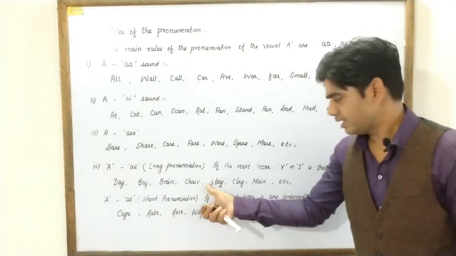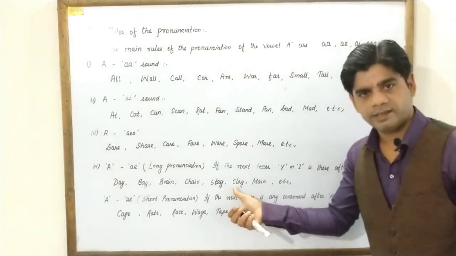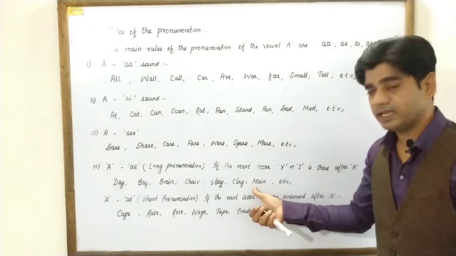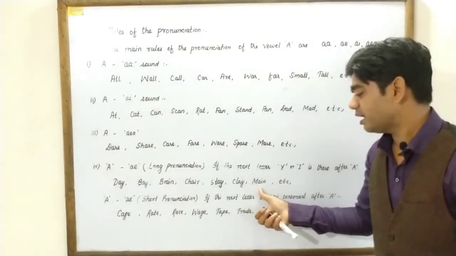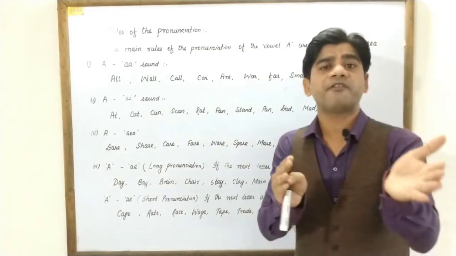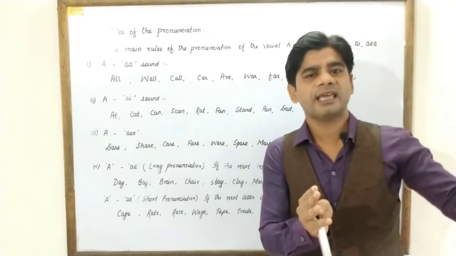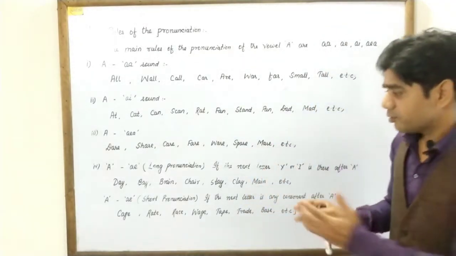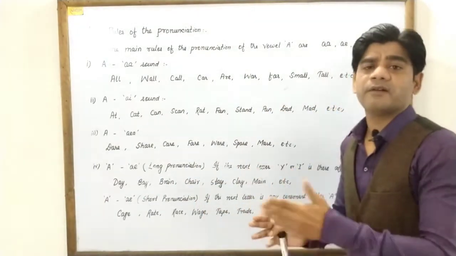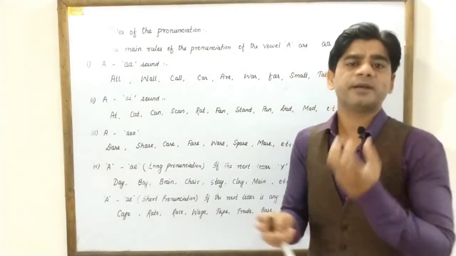Now this one, S-T-A-Y, stay. Now this one, C-L-A-Y, clay. Now this one, M-A-I-N, main. And sometimes we have seen a word like A-V-A-I-L-A-B-L-E, available. So these are the words that contain letter A, but there is an I or Y after A, so it's pronouncing the A sound in a long pronunciation.